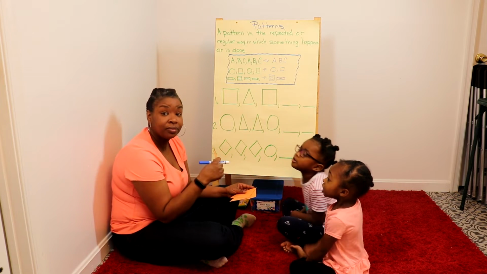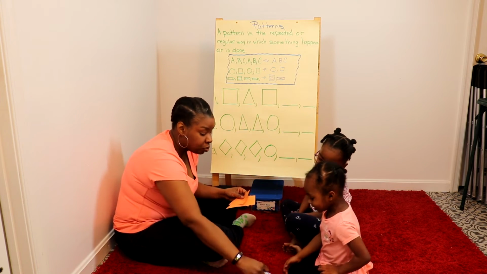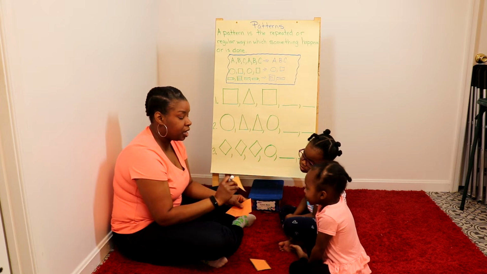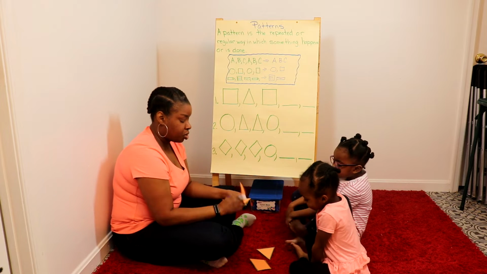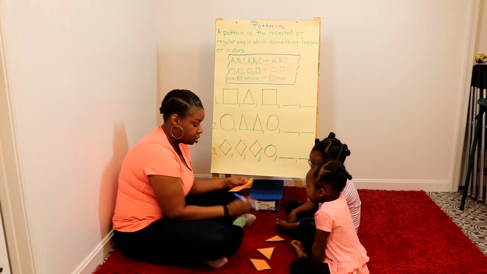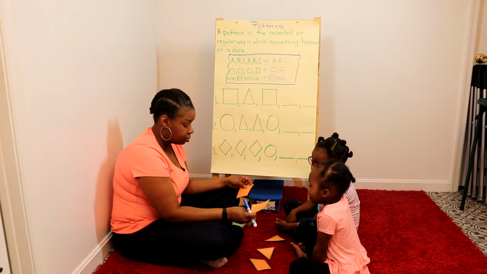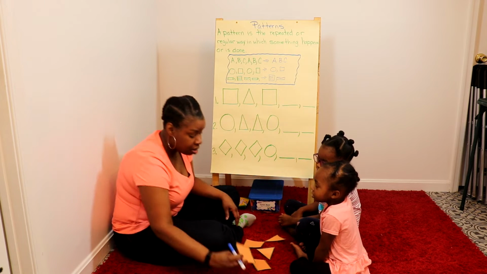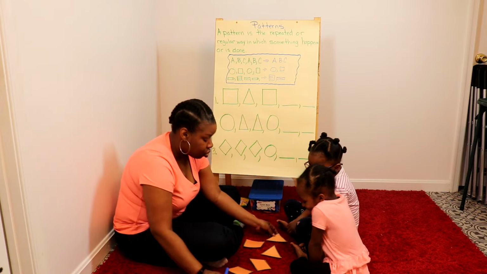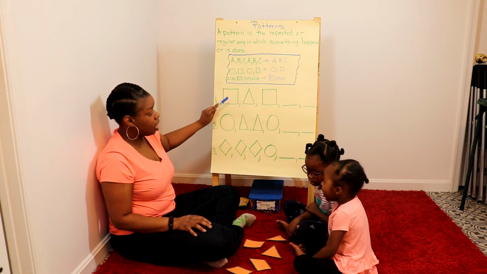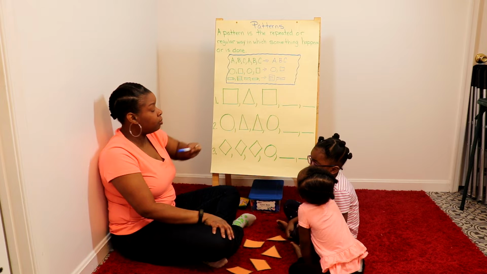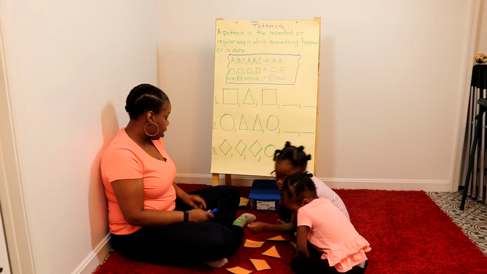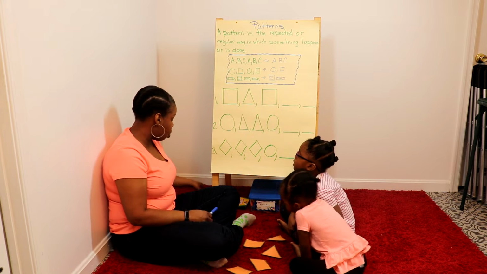What is the shape? Triangle. I'm just putting it. Don't touch. What's the shape? Diamond. What is the shape? Triangle. What is the shape? Triangle. What is the shape? Square. And then what is the shape? Diamond. It's the diamond. Okay, so now, you are going to have to look up here and figure out what shape comes next in the pattern. And then we're going to tape it up on the chart.